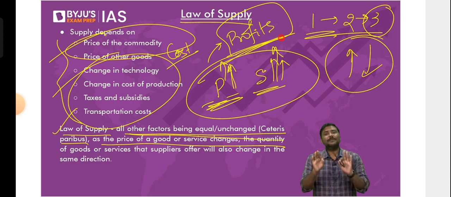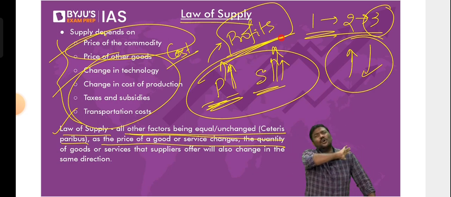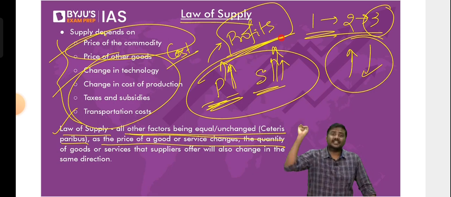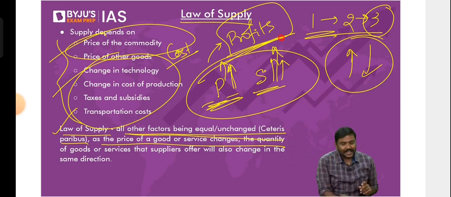Law of supply again. Law of supply simply states that if nothing else changes, that is raw material cost, the labor cost, cost of technology, price of related goods, etc., there is no change in any of these, and only the price of the product changes, that is, the price rises or the price goes down, then the supply will also change in the same direction. That is, if the price goes up, supply goes up. If the price goes down, supply goes down. That is the basic idea of the law of supply.